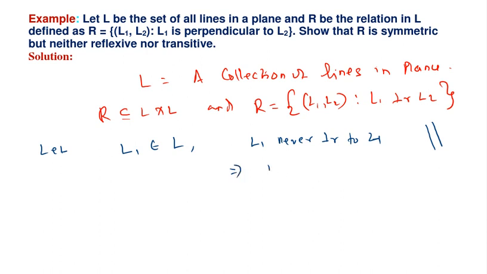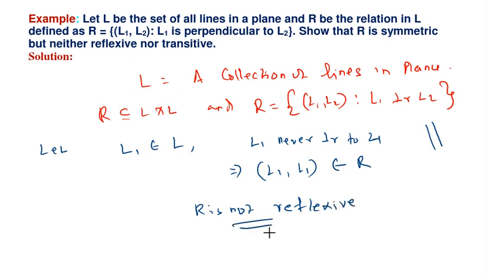So what is the conclusion? L1 comma L1 is not an element of the relation R, because L1 cannot be perpendicular to L1. So this R is not reflexive. Now we have to discuss the symmetry case and test it.